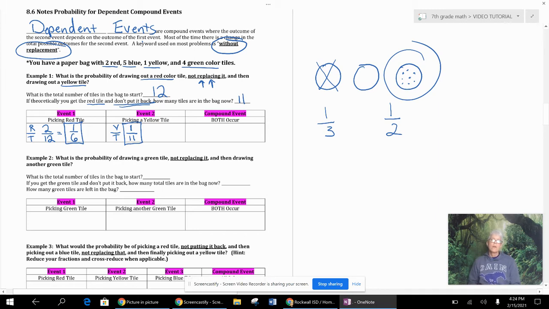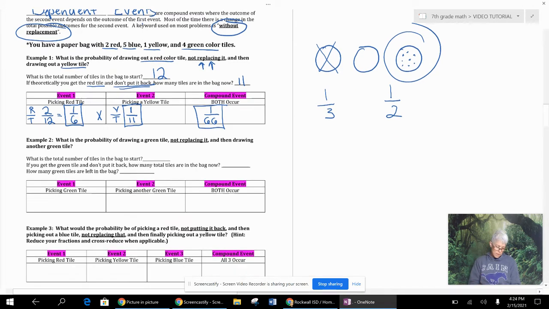Now, to figure out the probability of grabbing both of those tiles, I'm going to multiply both fractions. Multiply. So I have 1 times 1 is 1. 6 times 11 is 66. So the probability of this happening is 1 out of 66. So not a very good probability. Let's look at another one.